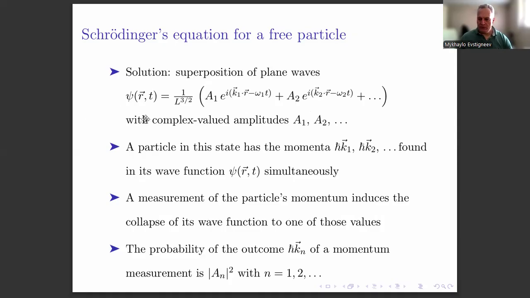1 over L to the power 3/2 is therefore normalization. The parameters A1, A2, and so forth are the amplitudes of the partial plane waves which enter the solution.